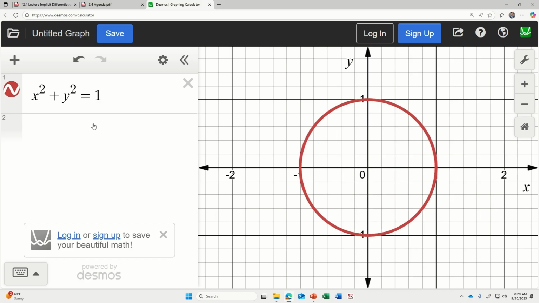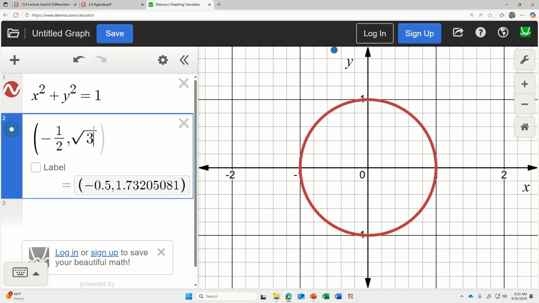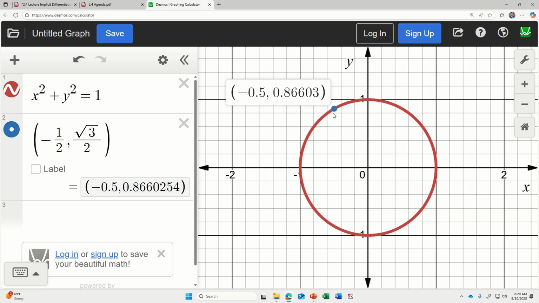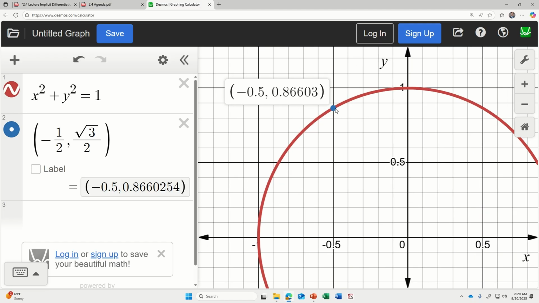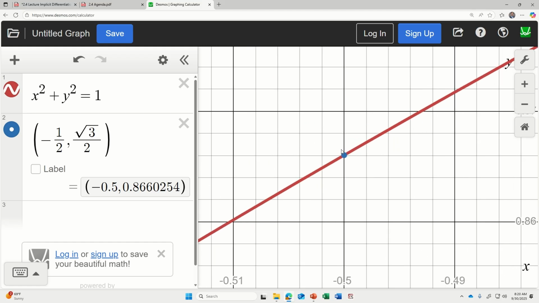That's the circle x squared plus y squared equals 1. I'm concerned about the point on the circle where x is negative half and y is the square root of 3 divided by 2. That blue point. And I wanted to know what's the slope of the curve here, right? What's dy dx? That's the slope of this curve when you zoom in really close. And the slope was 1 over square root 3. Okay?